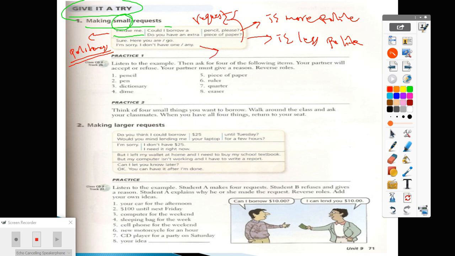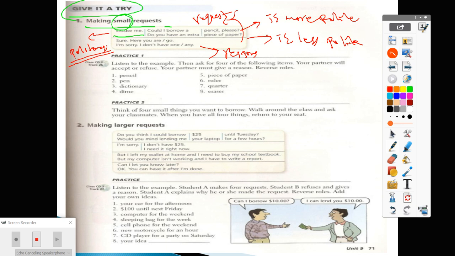Here we have the response, regardless of whether it's positive or negative. Sure. Here you are. If you accept, you say sure. Of course. Here you are. Here you go. If you want to refuse, you say, I'm sorry, I don't have one, or I don't have any. This is how to refuse.